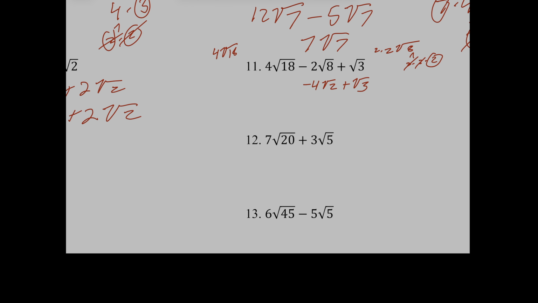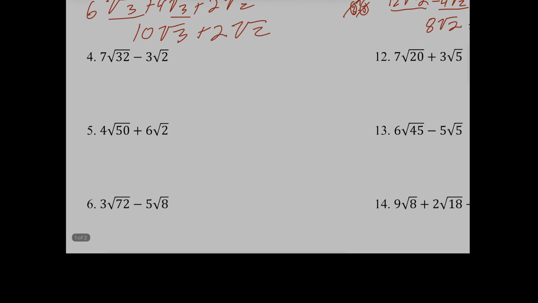4 root 18 is going to be a 9 times 2, and 9 is a 3 times 3. I'm going to pull out a 3. Oops, wrong way. Boom, and that's going to become 12 root 2. Now, these are like terms, so I'm going to get 8 root 2. He's not a like term, so he's just going to write out like that. Okay?